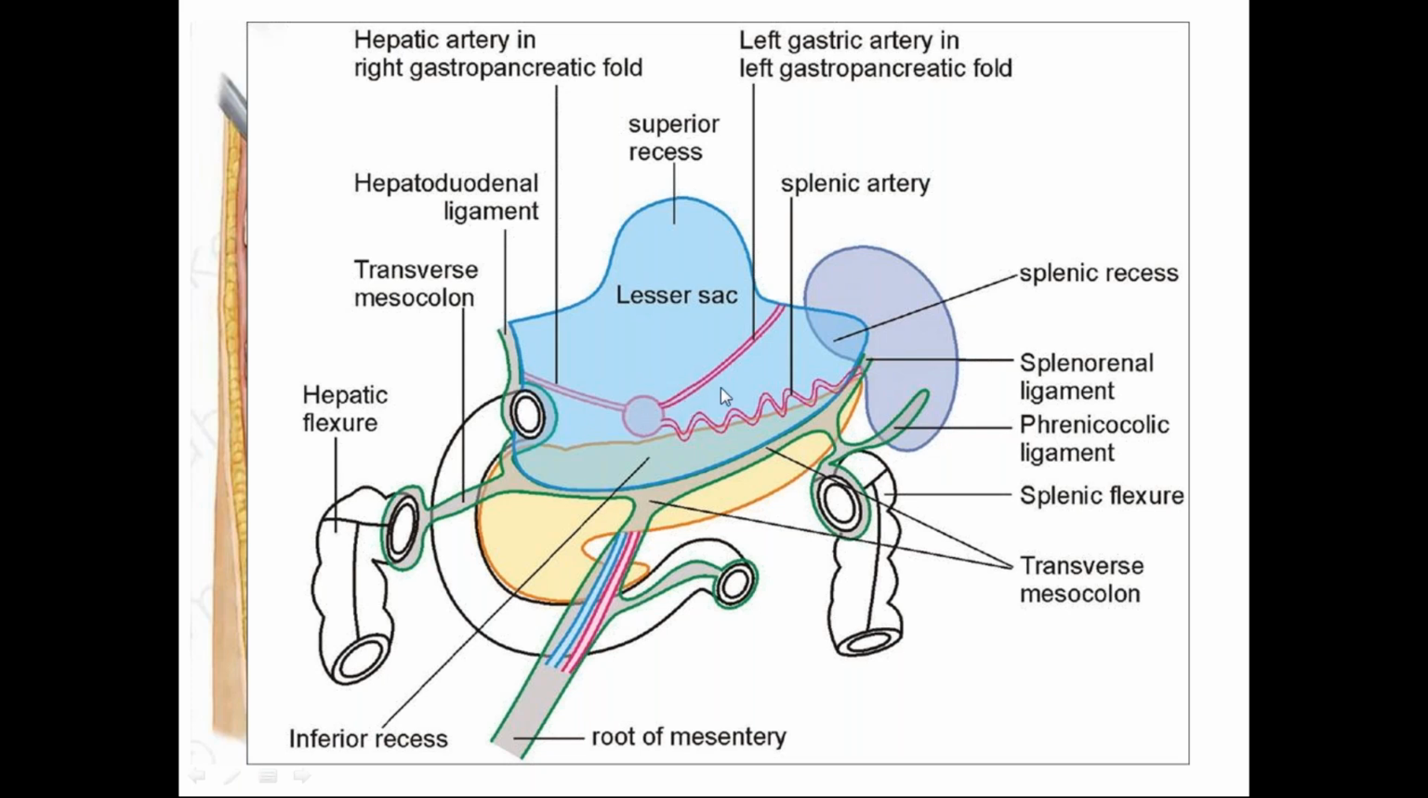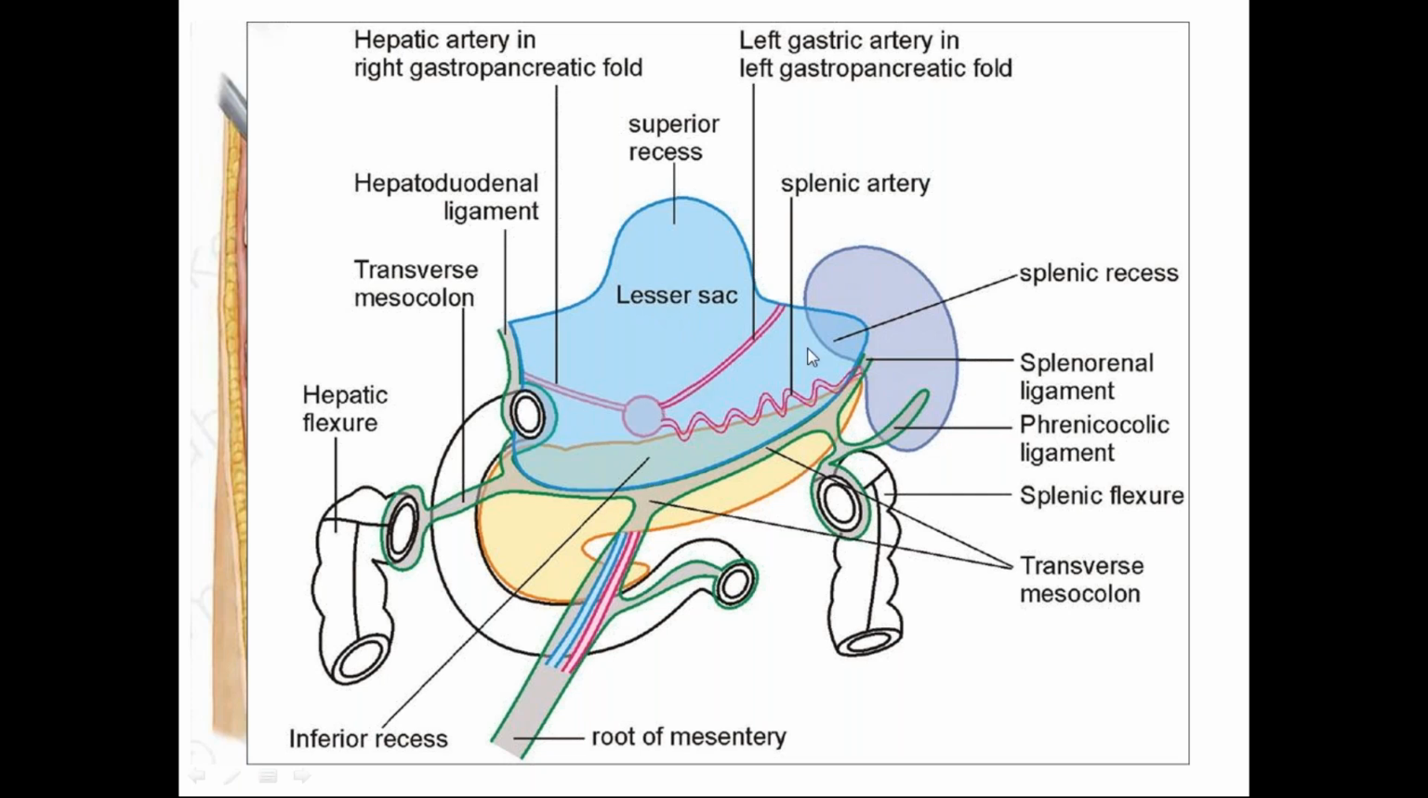So while on its path, it is covered by a peritoneal fold. So it forms a fold of peritoneum. These folds are called, on the left side, the left gastropancreatic fold, which is formed by the left gastric artery. On the right side, the right gastropancreatic fold, which is formed by the hepatic artery. Now these two folds divide the lesser sac into two areas, one above the fold and another below the fold.